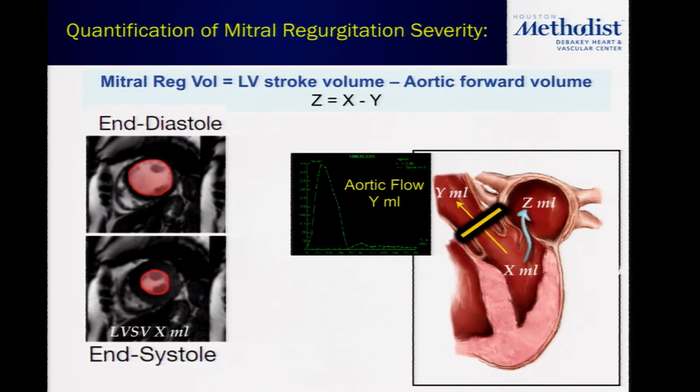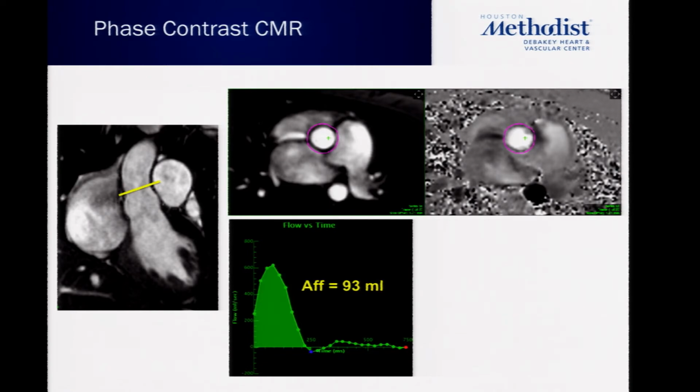Next, let's move on to quantification. And this, I think, is really one of the strengths of CMR. The methodology that we utilize is based on the stroke volume calculations that I showed you earlier, coupled with the ability to do phase contrast CMR, which is analogous to echo Doppler, where when we perform phase contrast, we actually generate two sets of images.